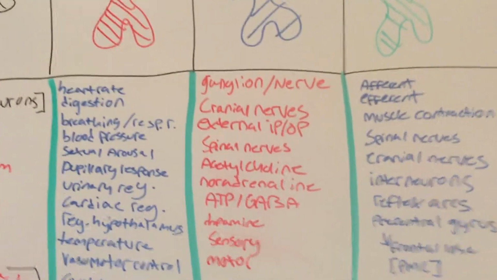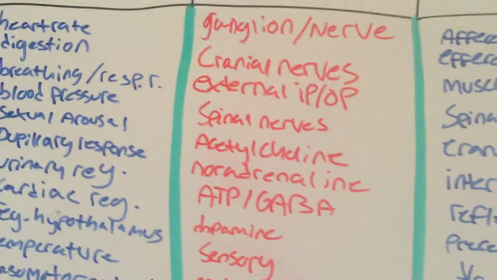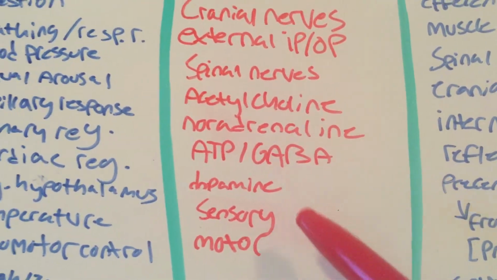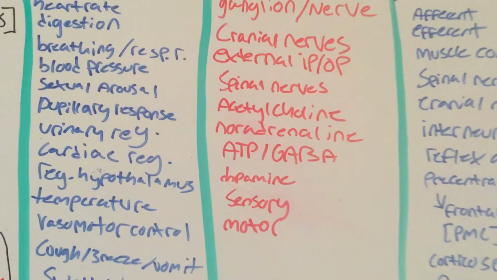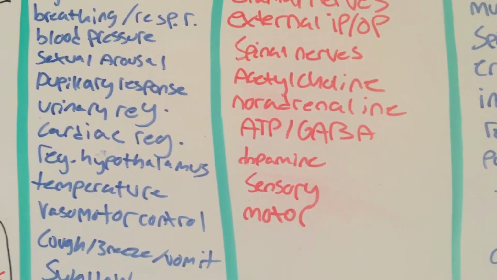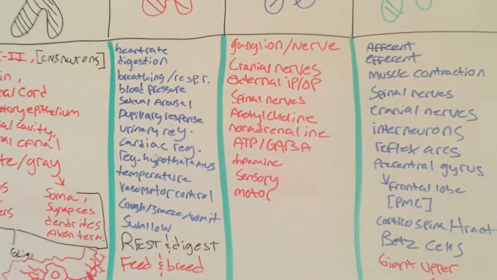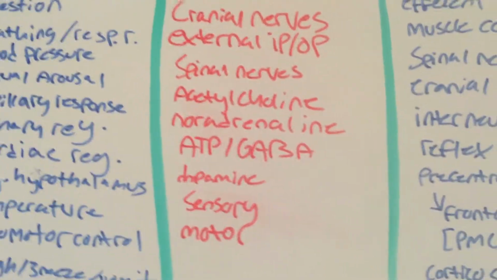We have our cranial nerves, excluding cranial nerve 1 and 2. We have generally external input and output, the spinal nerves, and then we have some neurotransmitters down here: acetylcholine, noradrenaline, adenosine triphosphate, GABA, dopamine, sensory neurons, and motor neurons. So acetylcholine is just a neurotransmitter, noradrenaline, again, neurotransmitter.